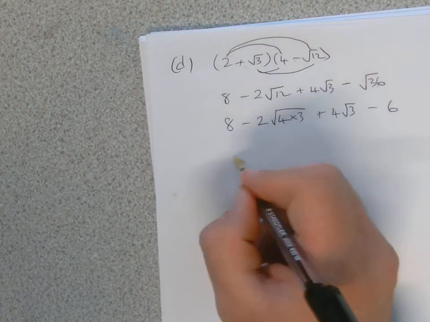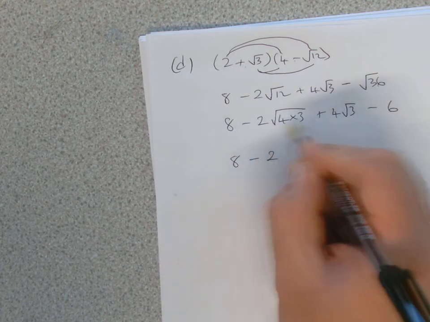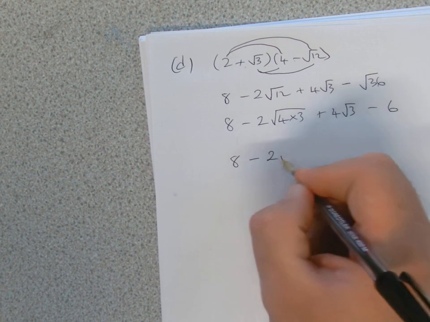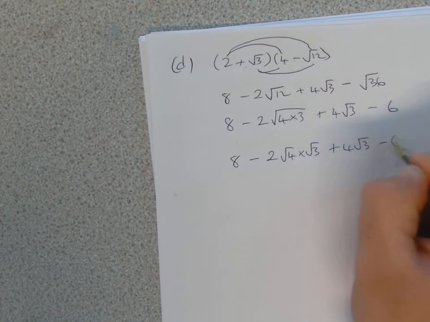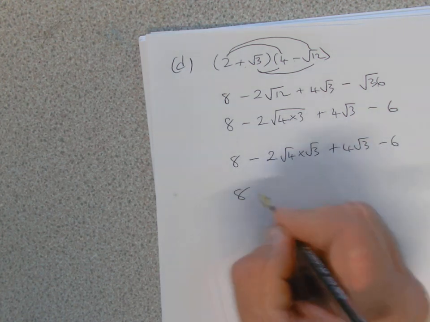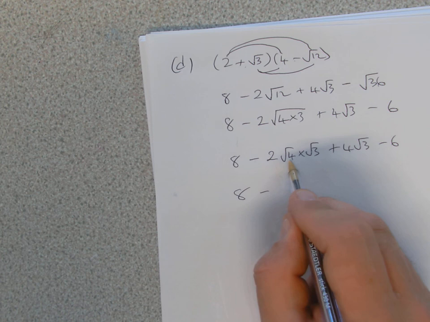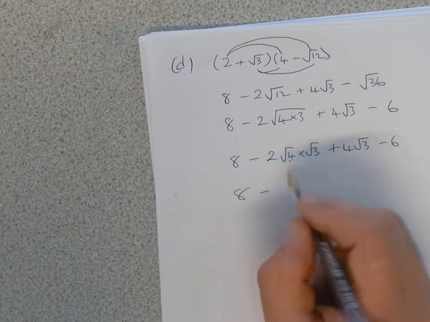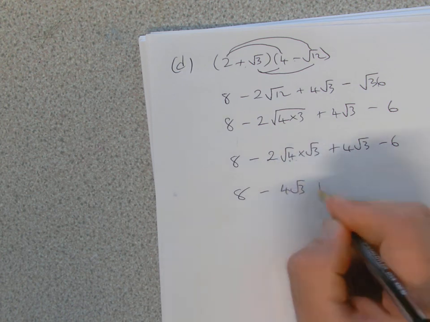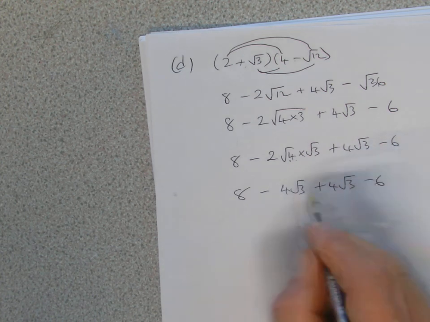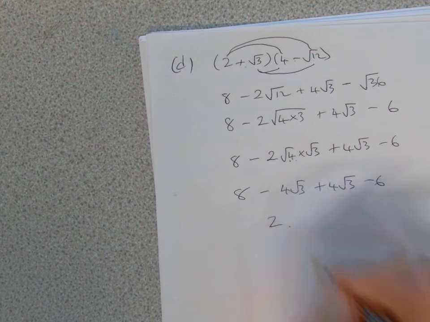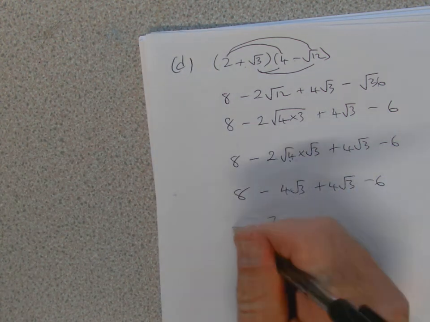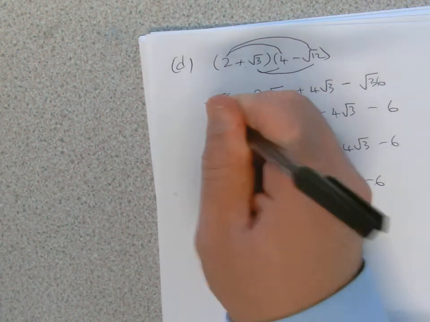Okay, so working with this then, that's 8, take away 2. Split this up. So that'll be root 4 times root 3 plus 4 root 3, take away 6. So this becomes 8, take away, now root 4 is 2, so 2 times 2 is 4, plus 4 root 3, take away 6. And what's great about this, look, they cancel each other out. So you end up with an 8 take away 6, which is 2. There's your answer there. Of course, put in equals to show every step there.